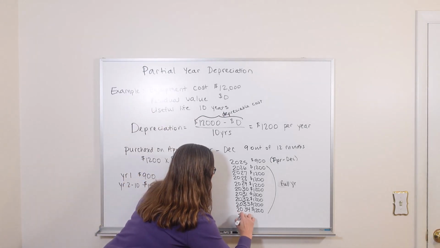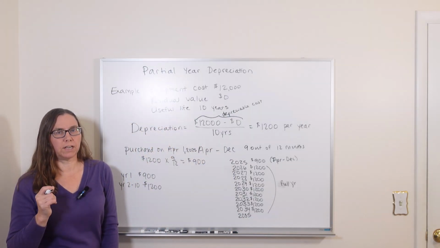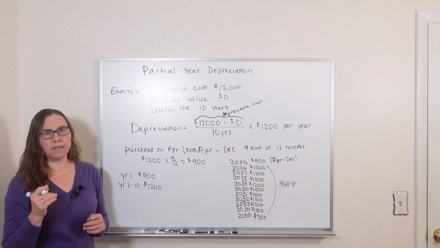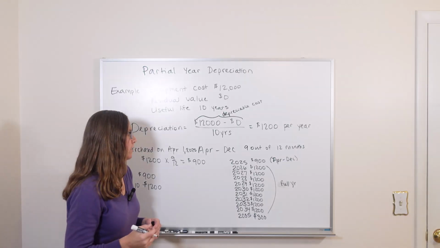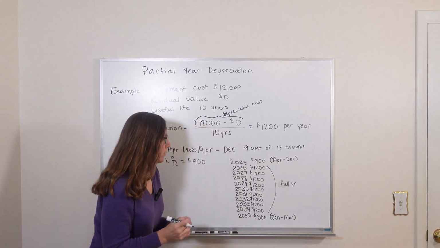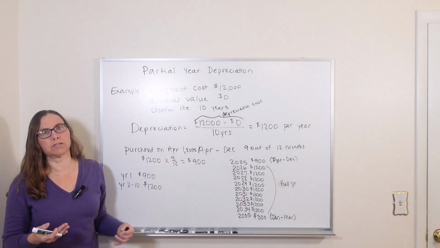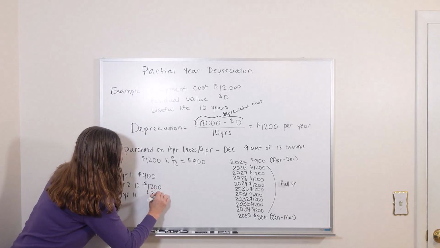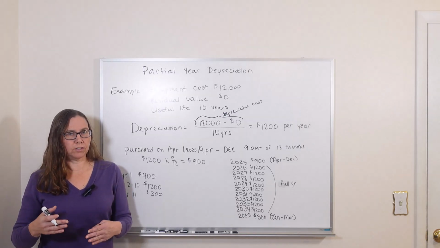So what that means is in the 11th year, they're going to need to depreciate $300. And this simply represents January, February, and March of that 11th year. And this will bring their depreciation to the full 10 years from the purchase date. Okay, so year 11 would be $300.